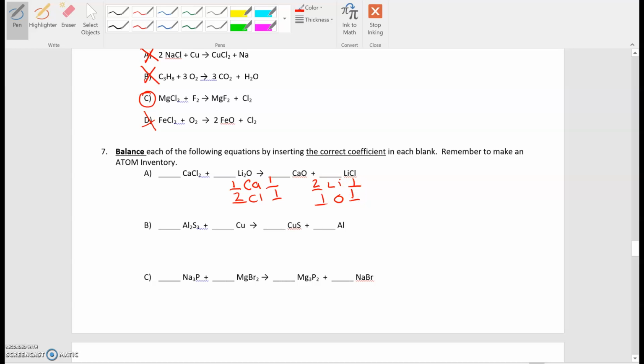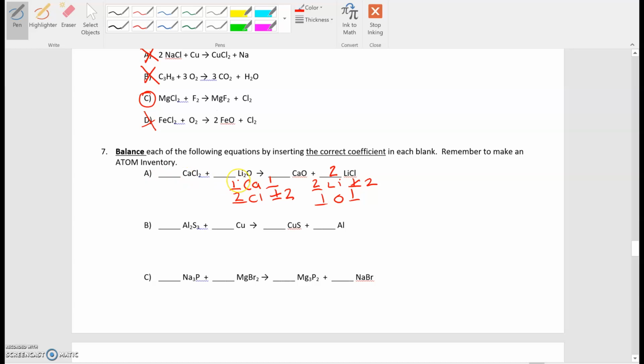So the atoms that aren't balanced are chlorine and lithium. I need more on the product side for each of them. So if I look, to get 2 chlorines, I would need to multiply the 1 chlorine by 2. So if I put a 2 coefficient in front of lithium chloride, that's actually 2 times 1 lithium and 2 times 1 chloride, which now actually balances the equation.